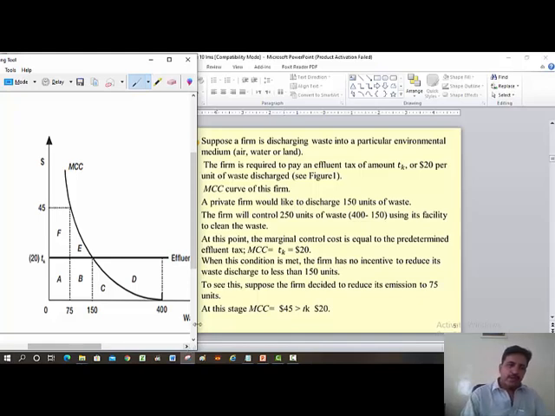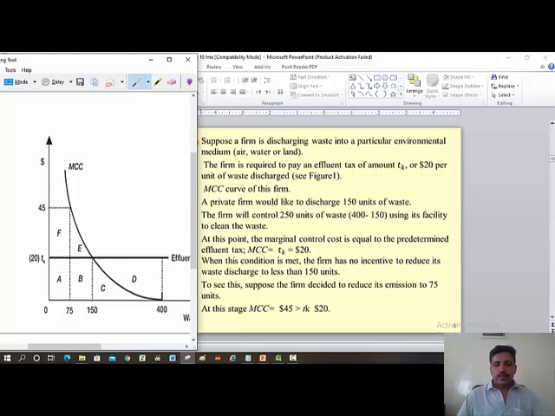Look at this figure. The MCC shows the marginal cleaning cost curve of the firm. This line shows the effluent charge, which is fixed at $0.20. Now, looking at this diagram, we see that the MCC curve cuts the effluent charge line at this point, where the firm is cleaning 150 units.